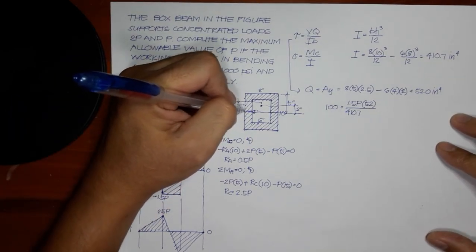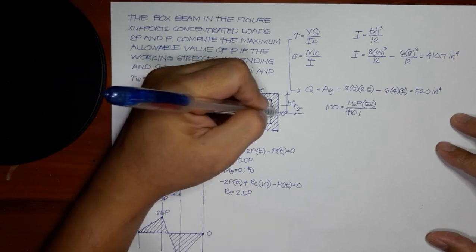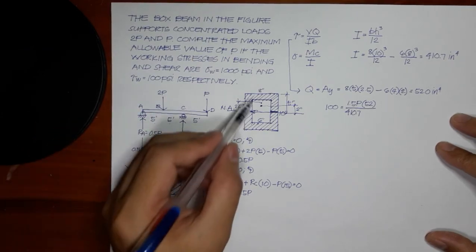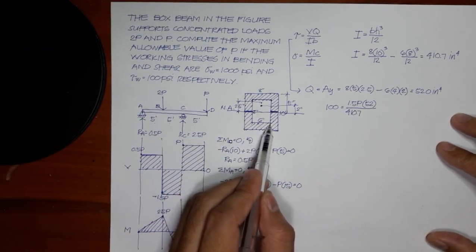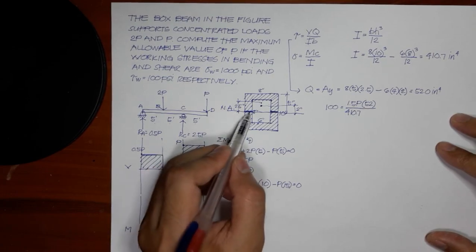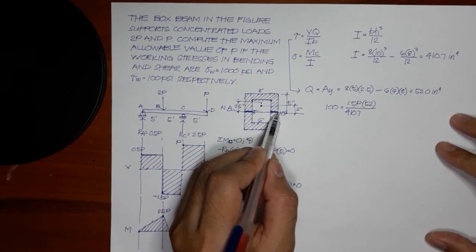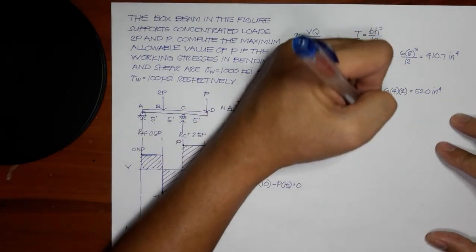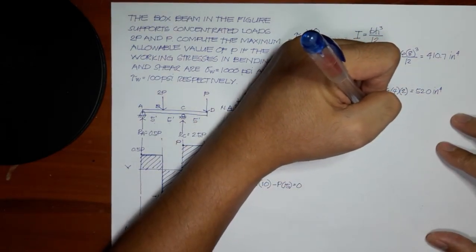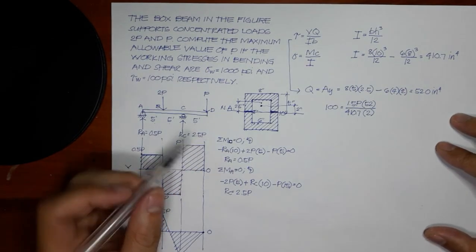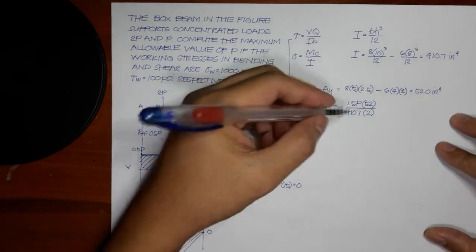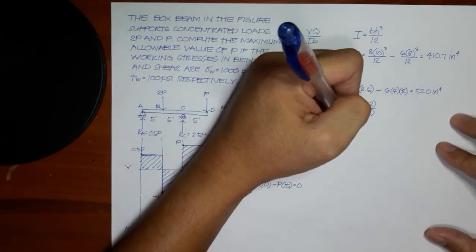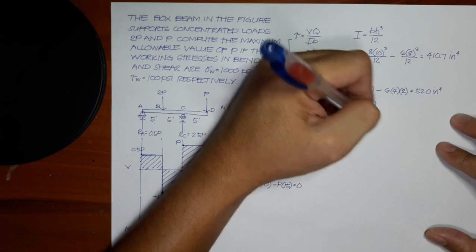B is here. So we have 8 inches and 6 inches. Therefore, we have 1 inch here and another 1 inch here. So the total is 2 inches. Then we have one equation, one unknown. We can solve for the value of P, and this is equal to 1053 pounds.